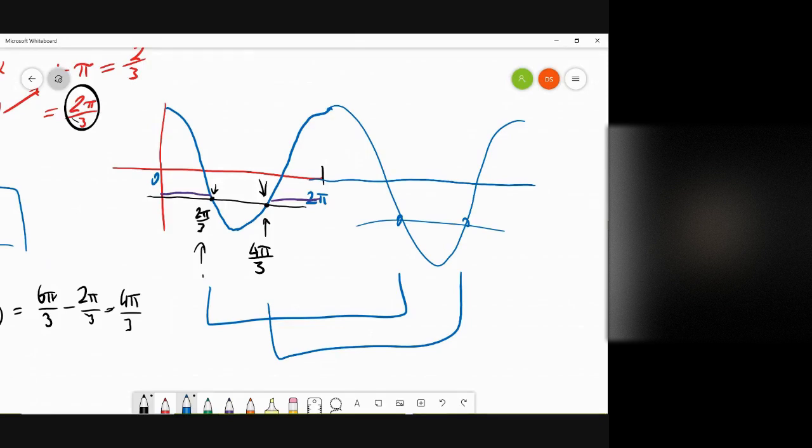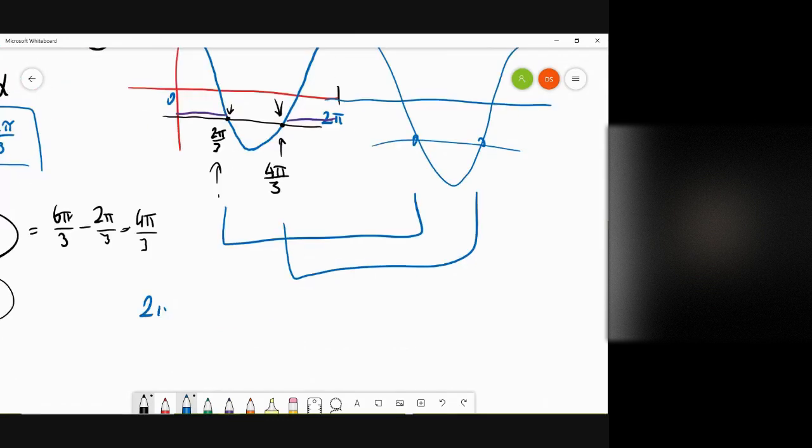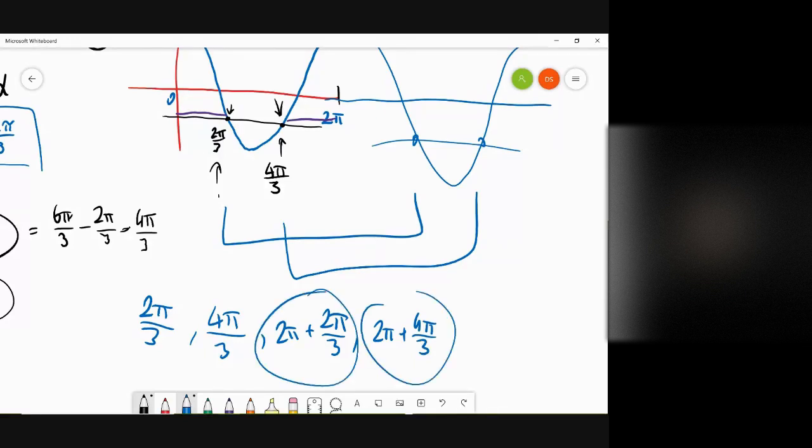Okay. And so my 4 solutions, what would they be? They'd be 2 pi on 3, 4 pi on 3, and then I'm going to add another 2 pi to this. So 2 pi plus 2 pi on 3, and I'm going to add another 2 pi to this, 2 pi plus 4 pi on 3. Boom, done. Those are my 4 solutions. You could simplify them if you want, but do I care? No.